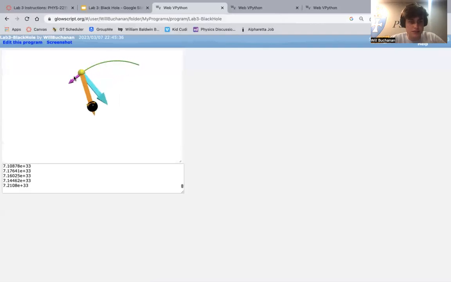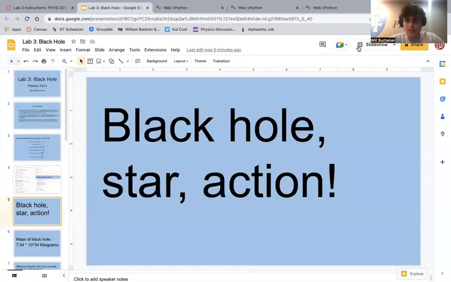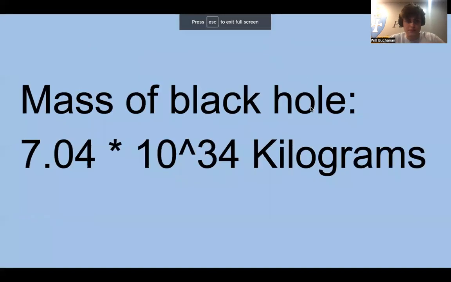So we see our star rotates around, and both force components increase greatly as it gets closer to the black hole, which is as expected. And as the star gets farther away, the force components decrease. And the mass of my black hole was found to be 7.04 times 10 to the 34 kilograms. And all of our black holes are unique because it uses characters from our email address.